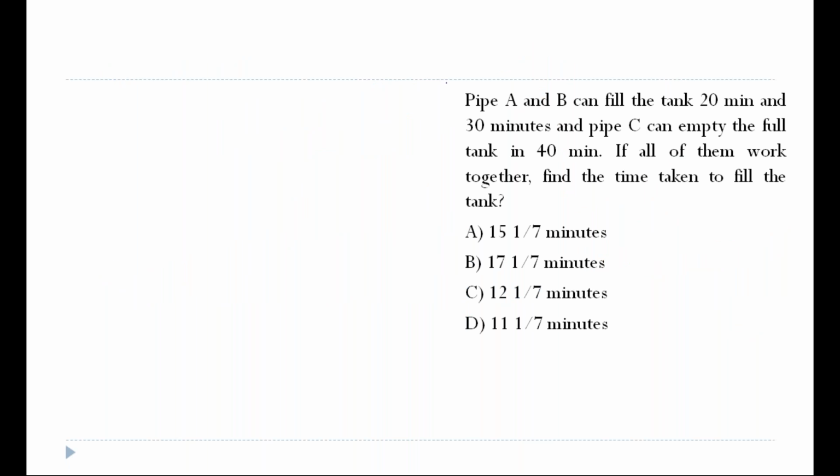Right. Now let's see these questions, friends. How to solve this? See, no need for a separate introduction for pipes and cisterns. This is the first question. As you know, time and work is also very similar. Pipes A and B can fill the tank in 20 minutes and 30 minutes. Pipe A fills; I am using the suffix F to mention that pipe A is filling the tank. Pipe B is filling the tank in 30 minutes, whereas pipe C can empty the full tank in 40 minutes. So pipe C is emptying the tank, pipe A is filling, pipe B is filling.